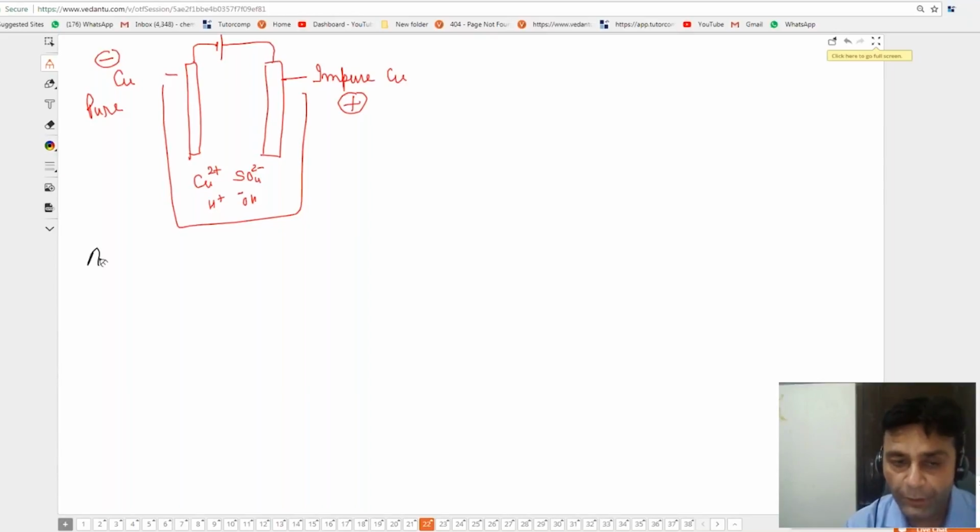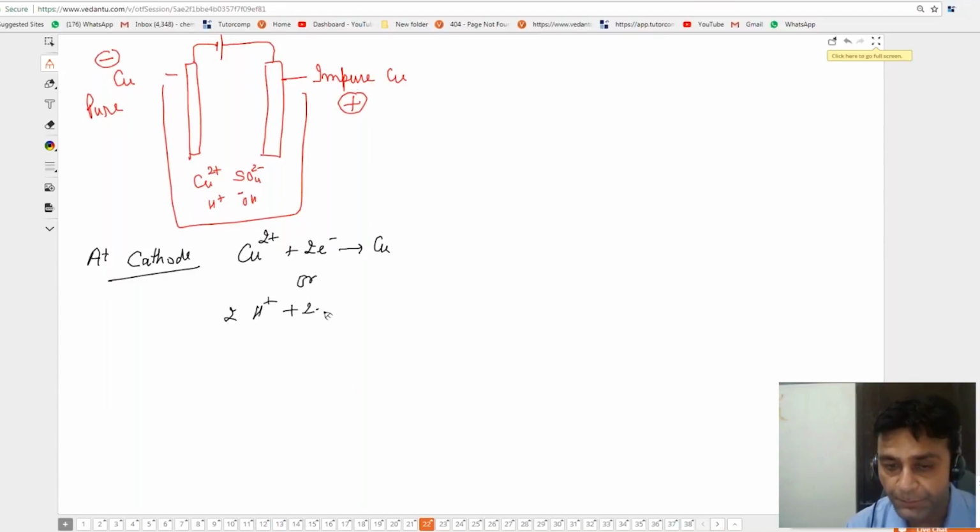First of all, we discuss the cathode. At the cathode, one possibility is the copper ion can gain electrons and become copper. Or it may be the H positive ion can undergo reduction and form hydrogen. Now let me know which will be getting reduced. Copper. Why, Akash? Why copper? Why not hydrogen?